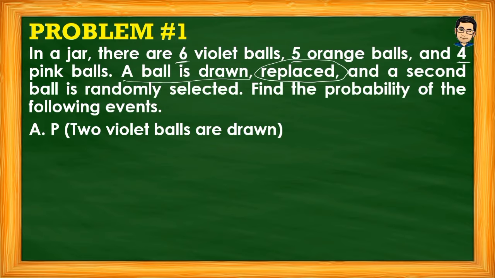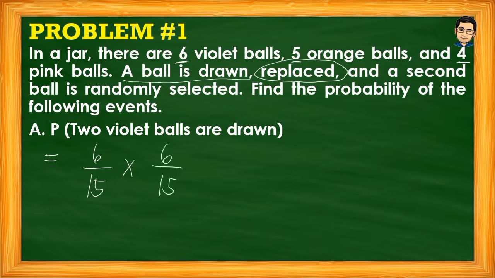The probability of getting two violet balls, or the probability that two violet balls are drawn. How do we answer this? On the first ball, it is 6/15, right? There are 6 violet balls out of the total. Next, we draw a ball, and say violet appears. After drawing, we return it. So there are still 6 violet balls and still 15 balls in the jar. So the second draw is still 6/15.